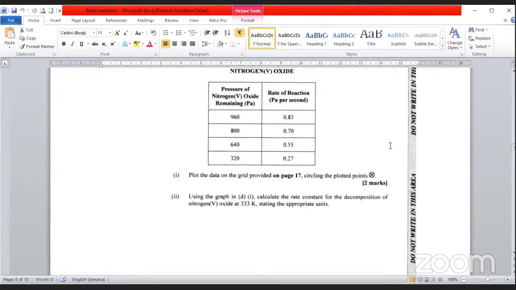So how would we use our graph in order to calculate k? Somebody says the gradient. Yes, the rate constant would be the gradient of the graph. All right, and the gradient, the acceptable range would have been between 8.6 to 9.4 times 10 to the minus 4. So because we all draw our lines a little differently and read off a little differently, generally when you have to do calculations like these, it's a range that is given. All right, what would be the units?